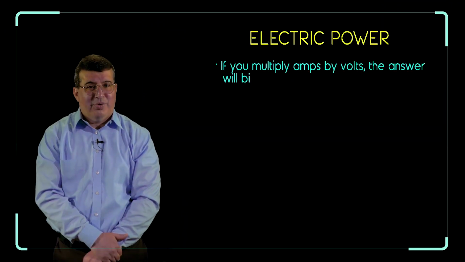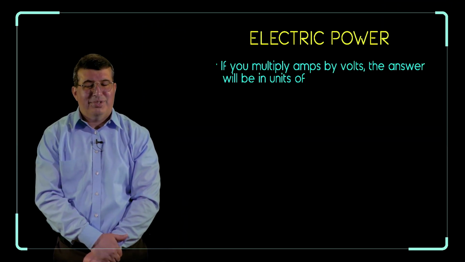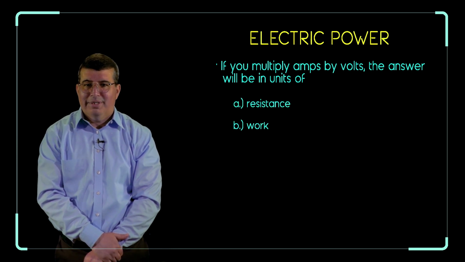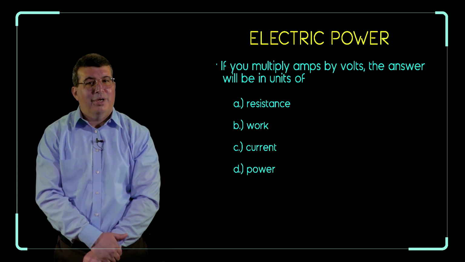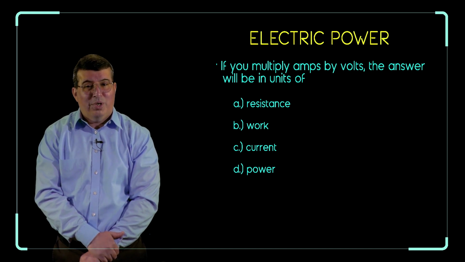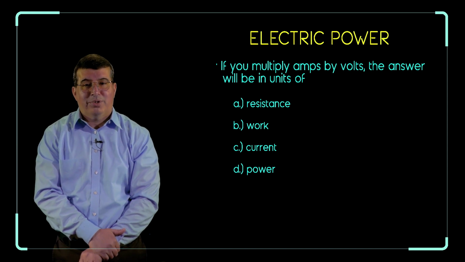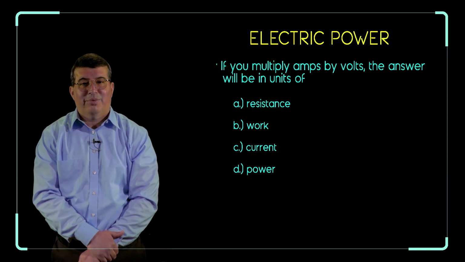Here's a quick question. If you multiply amps by volts, the answer will be in units of A, resistance, B, work, C, current, D, power. Now please pause, think about it, come down on a definite answer, and once you have a definite answer, please hit play again, and I will talk you through this question and give you the correct answer.